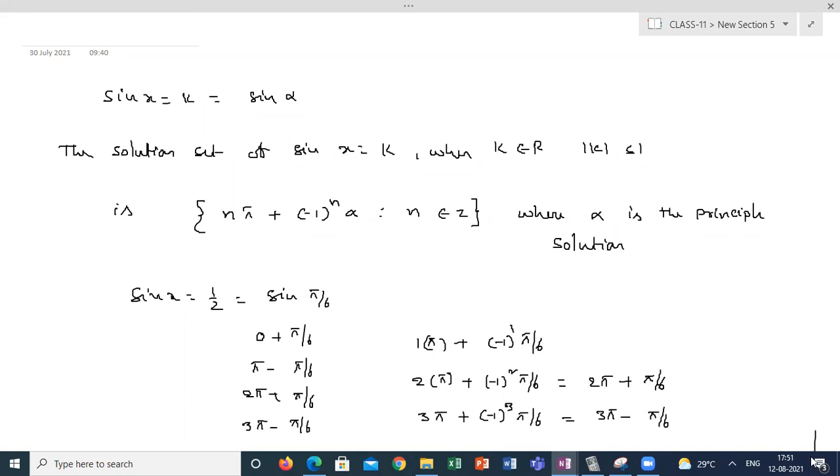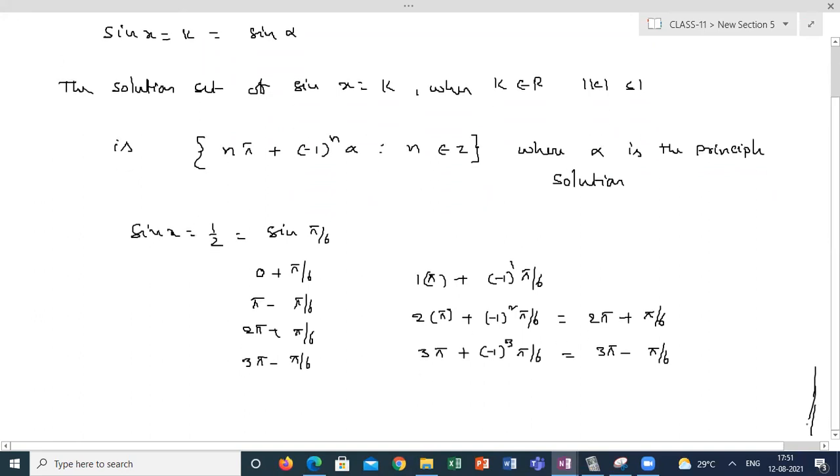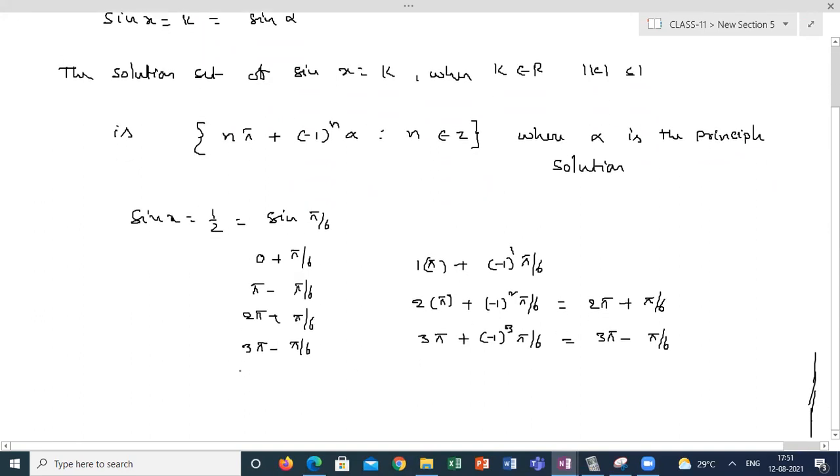When is the next value repeating? The next value is repeating at 4 pi only, no? Between 4 pi to 5 pi, correct? 4 pi plus pi by 6, 5 pi minus pi by 6. Same on the negative side also. Even I can take negative values also: minus 1, minus 2, minus 3 I can take. Is it clear, guys, what I am trying to say? Students? So this you can refer to as a formula.